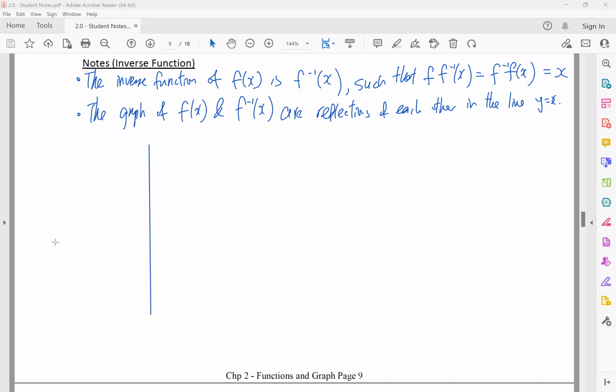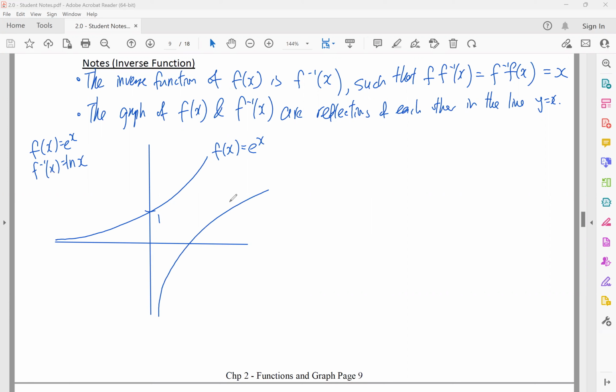You should all know that's the graph of e to the power of x. Let's say that's f of x, e to the power of x. Now, the inverse of e to the power of x is ln. So f of x is e to the power of x. Inverse is ln x. Now, if you remember ln x graph, it actually looks like this. Now, why is that the case? Actually, let me use a different color. I like green.